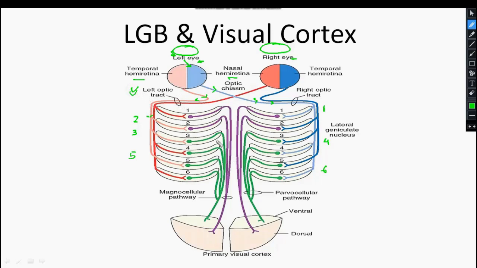And finally from this lateral geniculate body, you can see this exit as a third order neuron. So the fibers, we can see here the two pathways. One is the magnocellular pathway and the other is the parvocellular pathway, clear? And this visual cortex, this part is the dorsal side of the visual cortex and this one is the ventral side of the visual cortex.